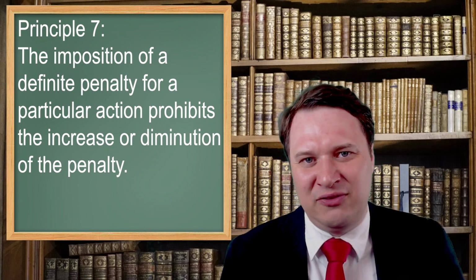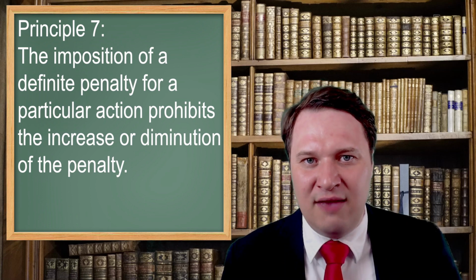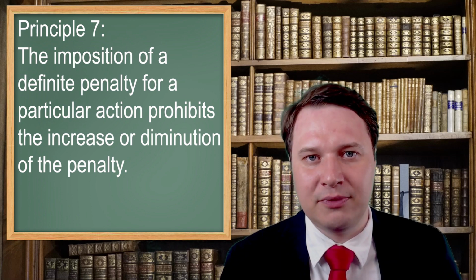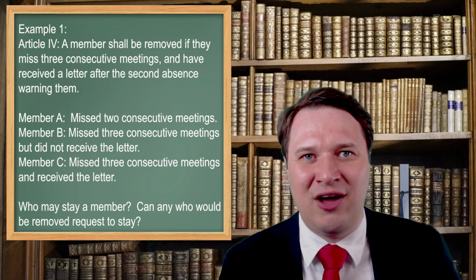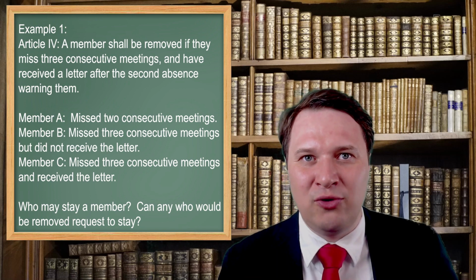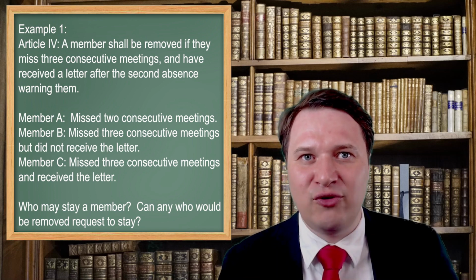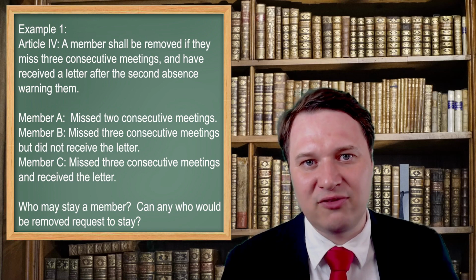And the reason for that is basic fairness. If two members have done the same action, then if the rule is clear, it would be unfair if one member had to face the penalty and the other member did not have to face the penalty. So let's look at an example. Imagine your bylaws say the following. A member shall be removed from membership if they miss 3 consecutive meetings and have received a letter after the second absence warning them. So pretty straightforward.